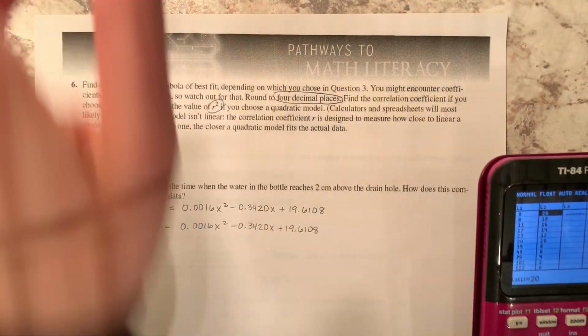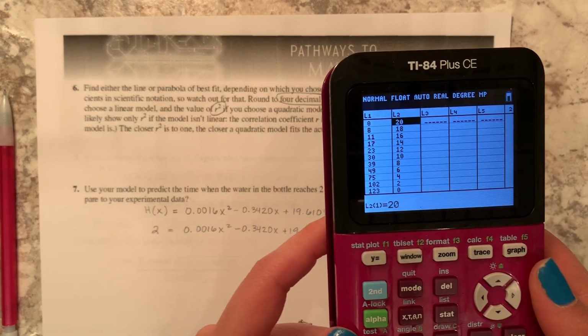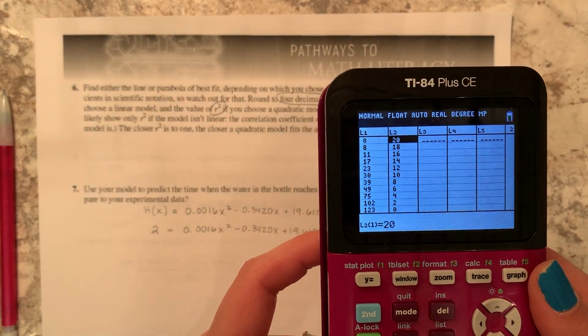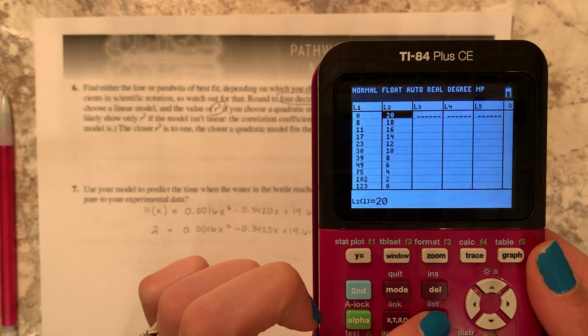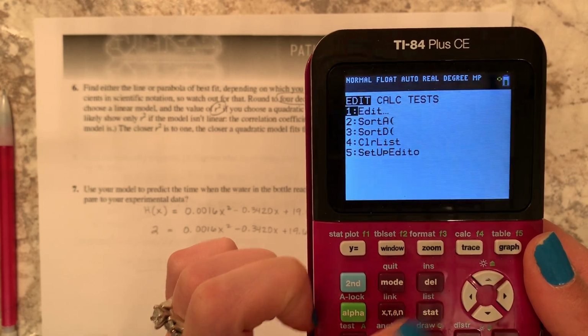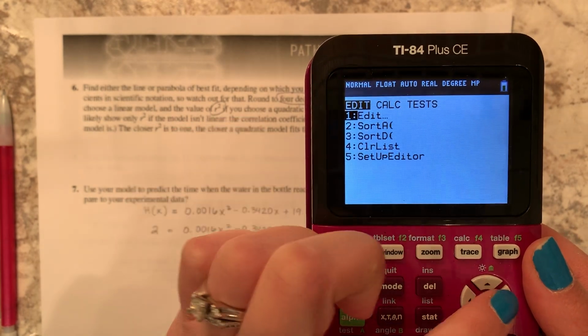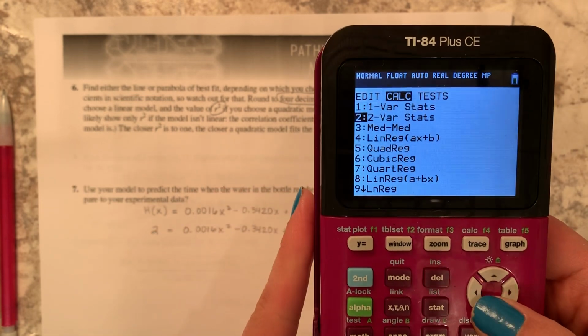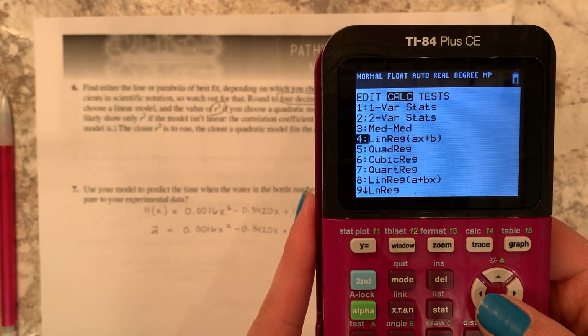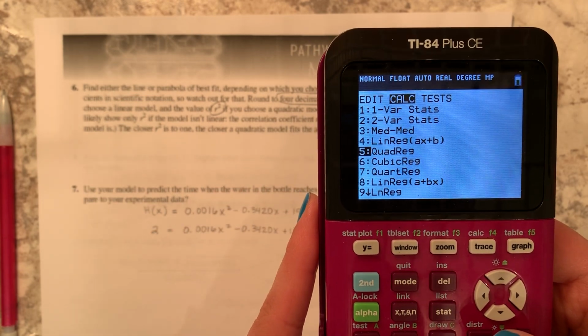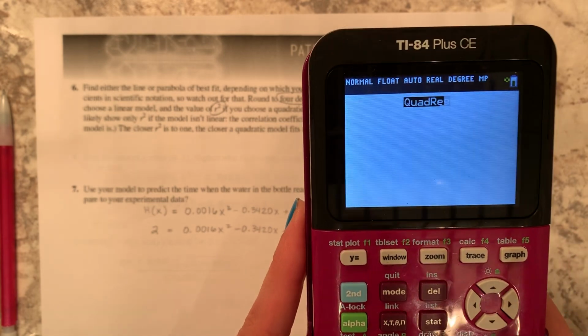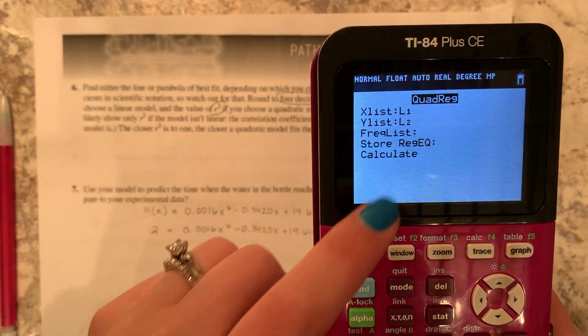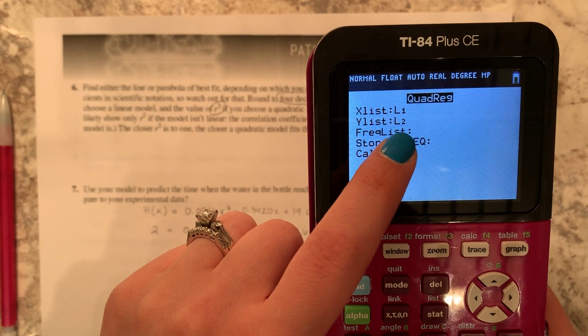All right, once you have the data in there, we've done this before, but we did it for linear functions. It's the same steps, so you're going to press stat again, arrow over to calculate. And instead of choosing number 4, which was linear regression, we're going to choose number 5, which is quadratic regression. Press enter. If you have a newer calculator, just make sure these say L1 and L2.